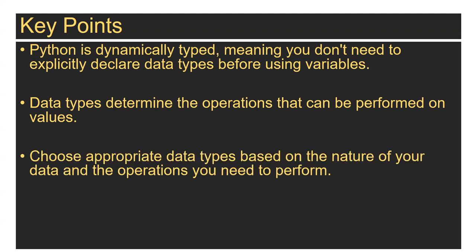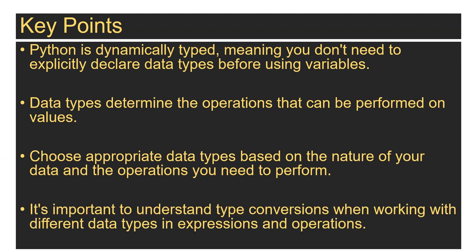Then choose appropriate data types based on the nature of your data and the operation you need to perform. If your data type is price, can you choose a string as your data type, or do you use float? So based on the nature of your data, you can choose the appropriate data types. Finally, it is important to understand type conversion when working with different data types in expression and operation. This is what we're going to see later.